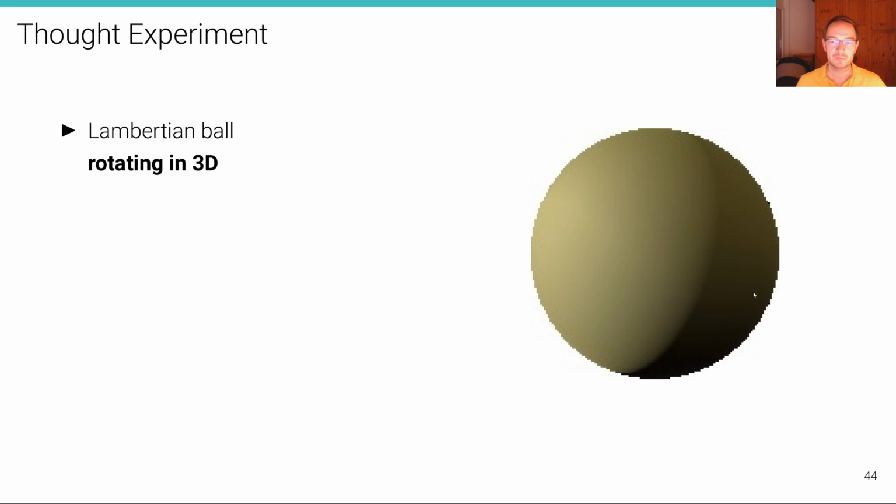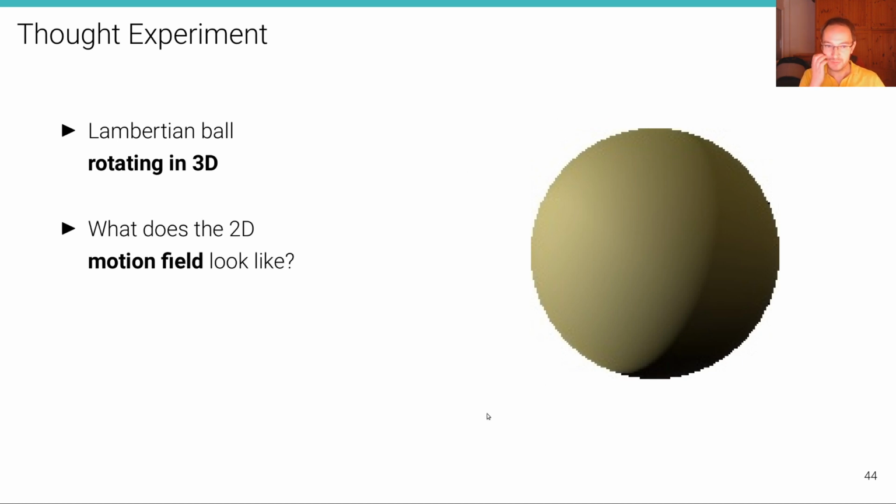So it's rotating in 3D around this up axis. What does the 2D motion field look like in this case? Remember again that the 2D motion field is the projection of the physical motion of the object onto the image plane, which means that we would have some small arrows here at the top moving from left to right, and as we go closer to the equator, we have larger arrows because the velocity becomes larger, and then we have smaller arrows down here again.